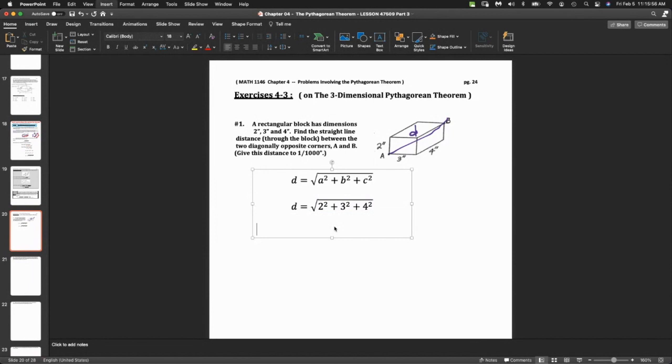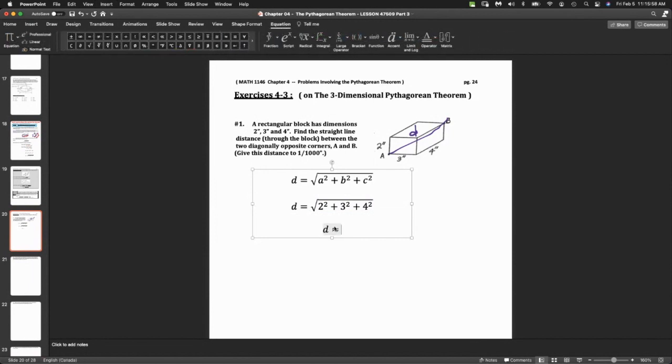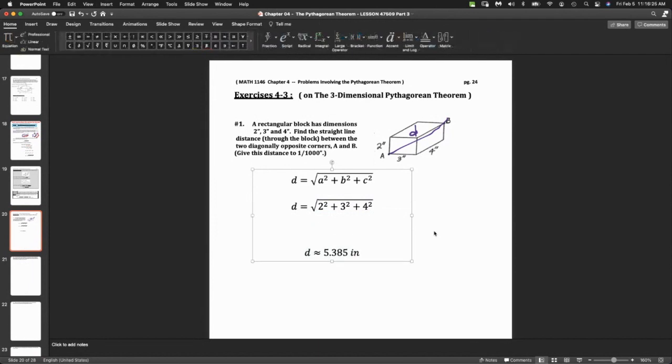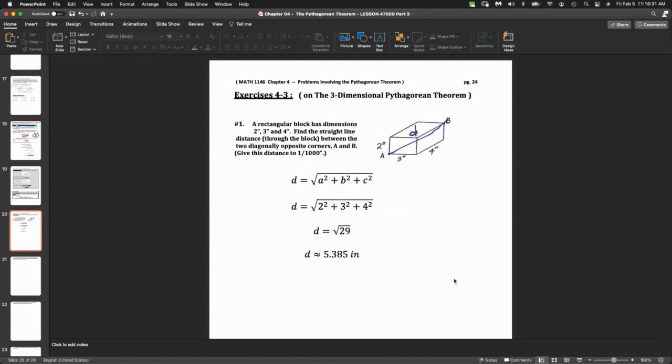And can someone in the chat give me an answer for that, please? Let's go to 3 decimal places, because the question says that as well. I got 5.3 something. 5.3, 5.385. Thank you. I was trying to do it in my head, because like I said, no calculator. So there you go. It's root 29, or 5.385 inches.